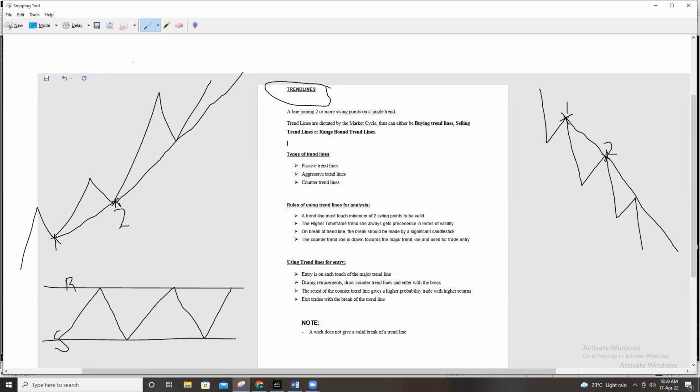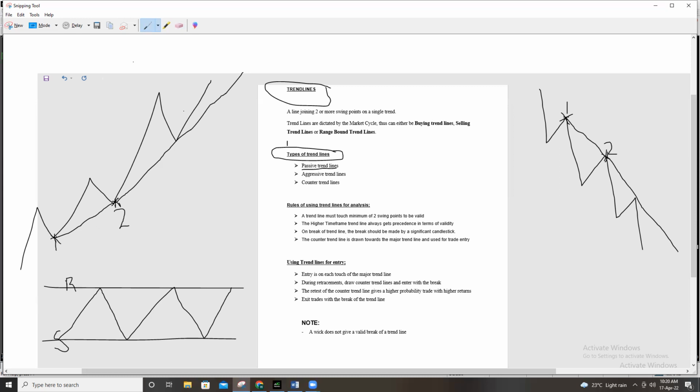Now we have the types. We have the types of trend line. This is what I'm talking about, the types of trend lines. We have the passive trend lines, the aggressive trend lines, and the counter trend lines. Let me give you an example.